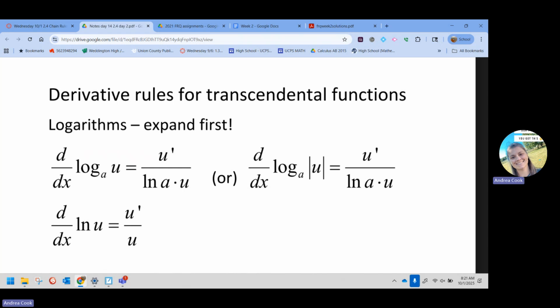So try to get that in your memory now. If you can, it is on the rules quiz Friday. So log base a of u goes to u prime over u ln a. Or it also works if this is an absolute value. It's the same u prime over u ln a, same rule. And that's because for logarithms, you can't plug in anything that's negative anyway. So this absolute value is implied in every logarithm anyway, because your domain can only be logarithm of a positive number.